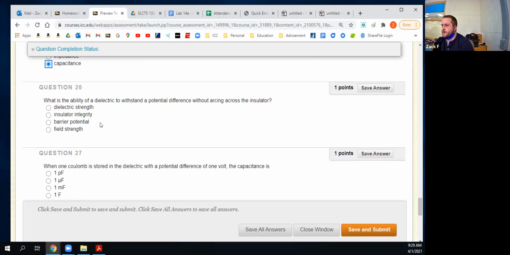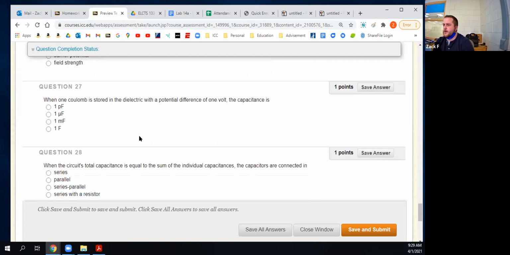What is the ability of a dielectric to withstand a potential difference without arcing across? Didn't we already have this? No. Yeah, that's probably a good thing, right? Other than being a waste of time. What is this one? Dielectric strength.